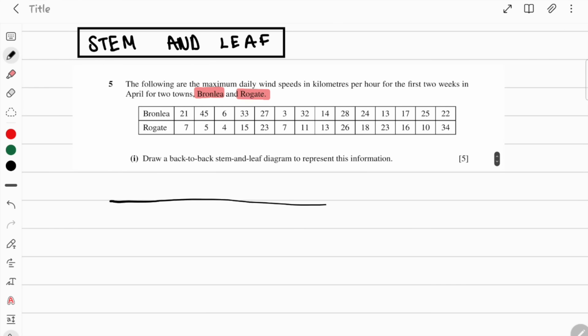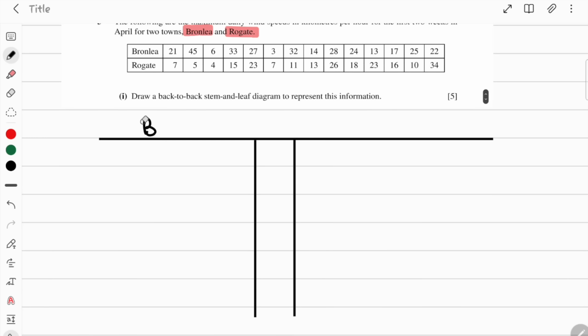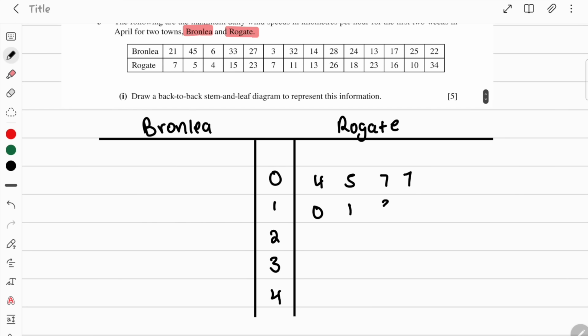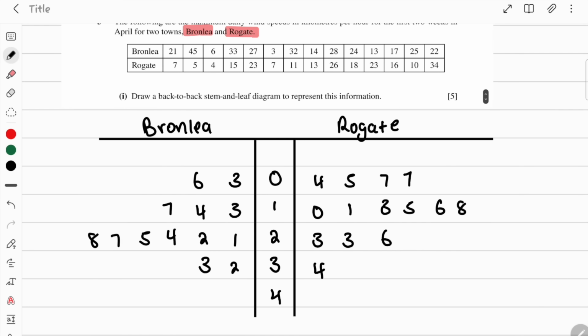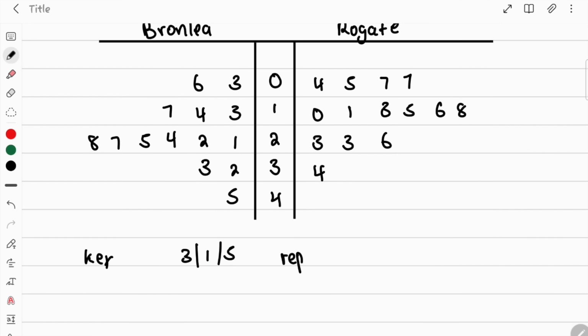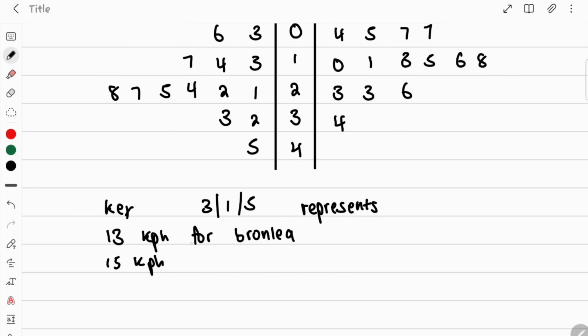Let's start off with the stem and leaf. Usually they give you two sets of data. In this case, it's Brownlee and Rogate, and you have to write the values in ascending order of the respective data. Once you finish the stem and leaf, do make a key because you get a mark for that, and you have to write out what the key means.